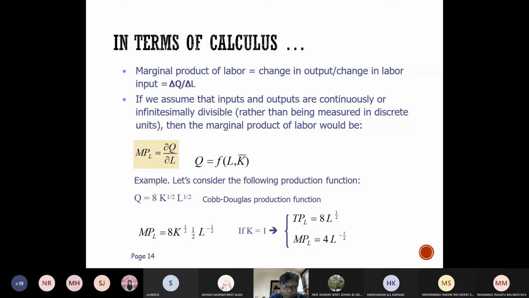Partial differential equation. So MP, marginal product, equals change in Q over change in L. This is the partial derivative symbol: partial derivative Q over partial derivative L. Since this is the short run, we fix Q equal to f of L and K bar. The bar on top we call K bar. So K is fixed and labor changes; the L we call the variable factor.